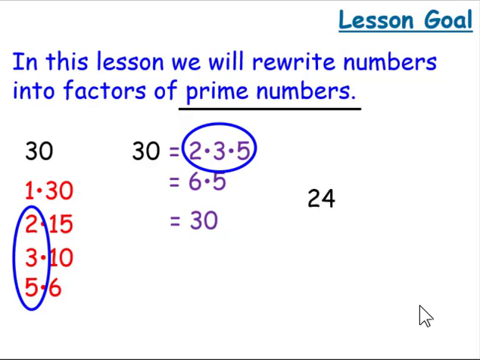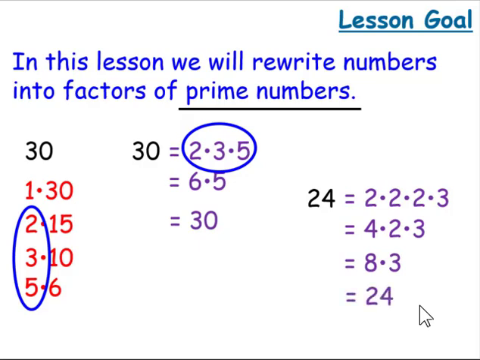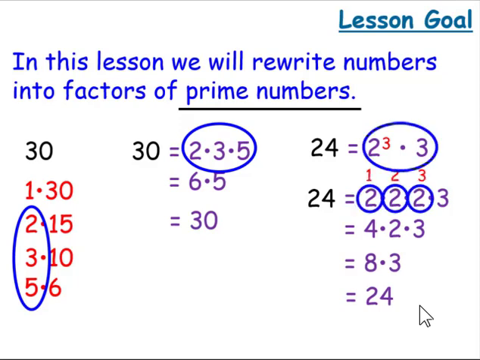Let's take a look at the number 24. The prime factorization of 24 is 2 times 2 times 2 times 3, because 2 and 3 are prime numbers. 2 times 2 is 4, 4 times 2 is 8, 8 times 3 is 24. But when we have repeated multiplication of the same number, we prefer to write it as a power. So we will write the prime factorization as 2 cubed, or 2 to the power of 3, times 3, because we have 1, 2, 3 2's.